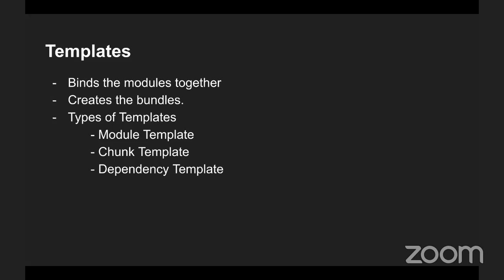There are a lot of templates, but the most important templates, which I feel are these three: module template, chunk template, and dependency template. So module template takes care of creating a module or a bundle, and chunks are like when you do chunking in your project, right? You create a lot of sub bundles in the form of chunks. So your chunk template takes care of that, and similarly a dependency template. So templates take care of creating the bundles from the generated AST actually.